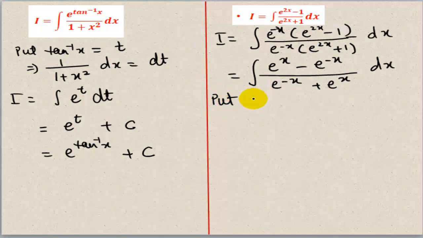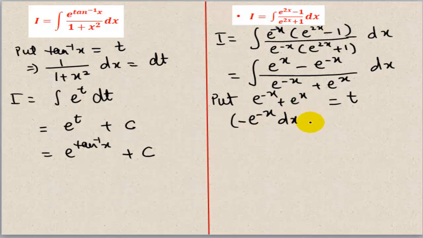substituted. Suppose we put e to the power minus x plus e to the power x as t. Now you go for differentiating it. Derivative of e to the power minus x will be e to the power minus x. Then the derivative of minus x will be minus dx. So we get a minus sign here and dx. Then moving on to the next one, derivative of e to the power x will be e to the power x and that of x will be dx is equal to dt.